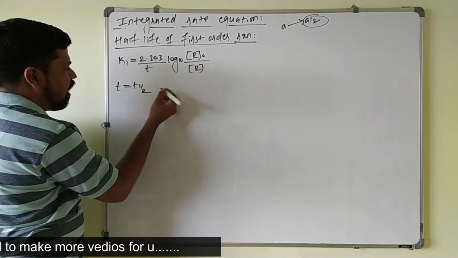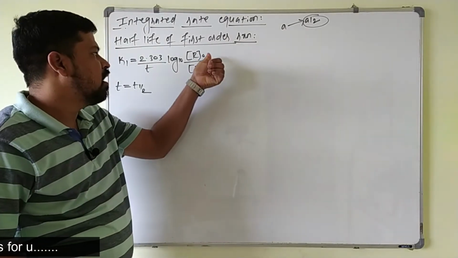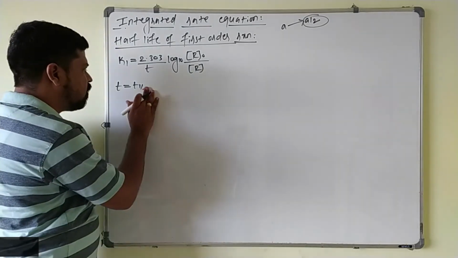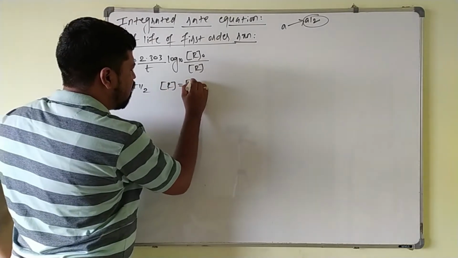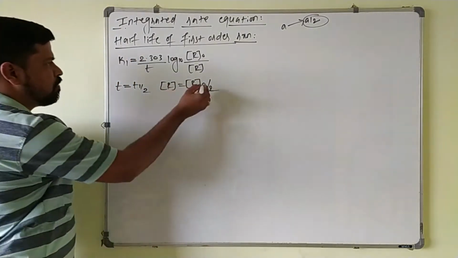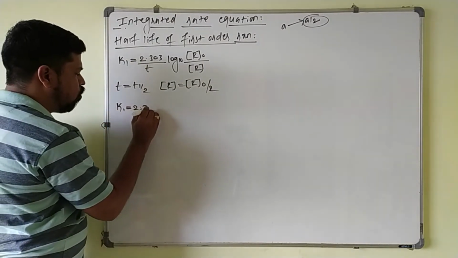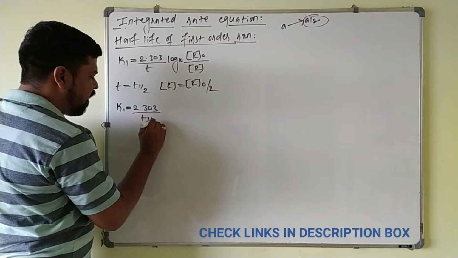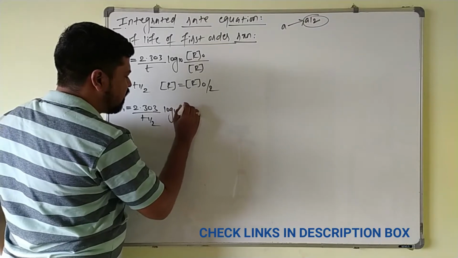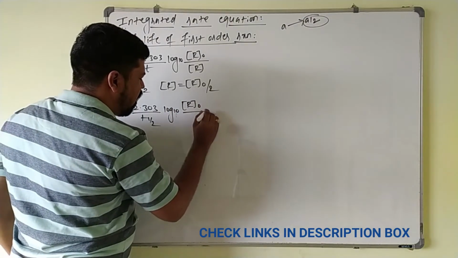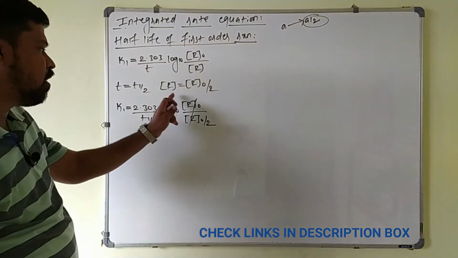So for first order reaction, at T is equal to T half, what happens here? This final concentration becomes exactly half of the initial value, that is R becomes R0 by 2. So at T is equal to T half, R value will be R0 by 2. If you substitute these two values, K1 is equal to 2.303 divided by T half log to the base 10 of R0 divided by R0 by 2. R0 gets cancelled, this becomes a log 2 value.